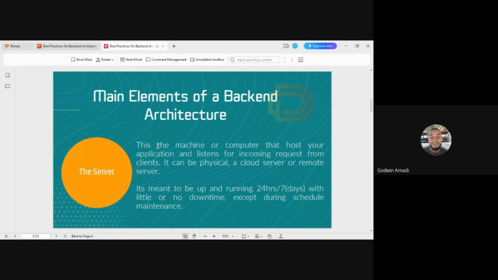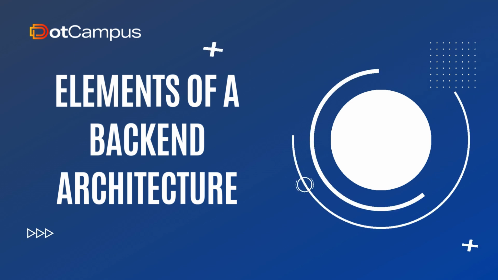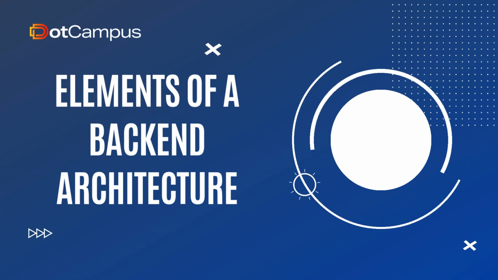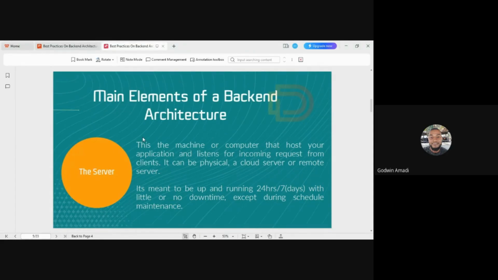The main elements of the backend architecture: you have the server. This is a machine or computer that hosts the application and listens for incoming requests from clients. It can be physical, a cloud server, or a remote server. It's meant to be up 24/7, as I earlier said, with little or no downtime, except for reasons that are within or outside your control. The server, as I said, is where your application is meant to be running and is meant to be up. And why do we call it a server? Your system, your PC, can be a server, but why don't we actually use our PCs for servers?